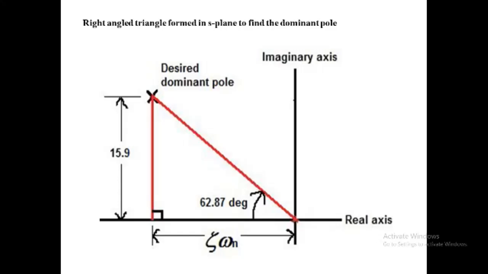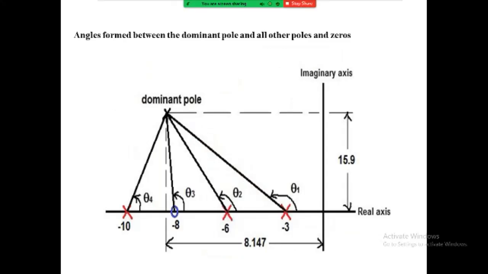Now we start the design of the PD controller by finding the location of the controller design zero using the root locus property, as shown in the figure. See this figure, by connecting the dominant pole to all the uncompensated poles and zeros. Here, see the figure.